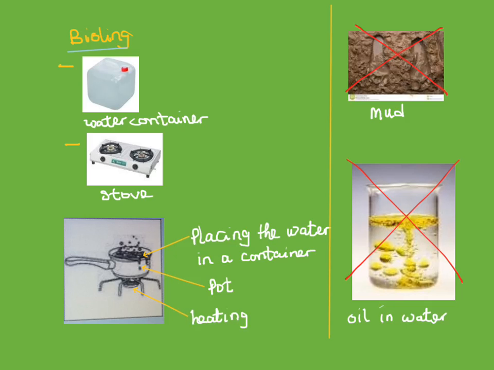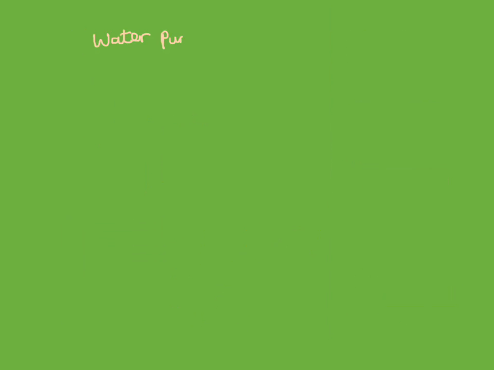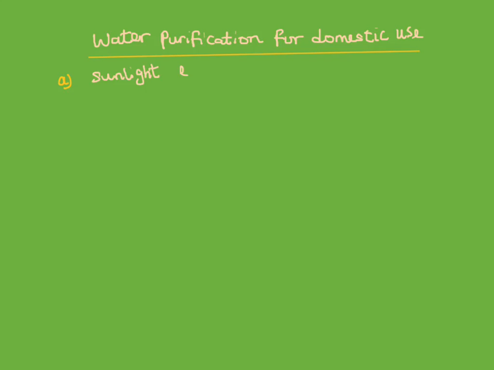Now, let's look at the processes which are commonly used in water purification for domestic use. Some or most may not be used depending on the quality of the raw water or the source of the water. But we will begin with sunlight exposure.